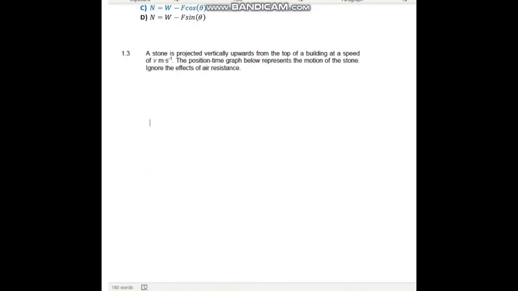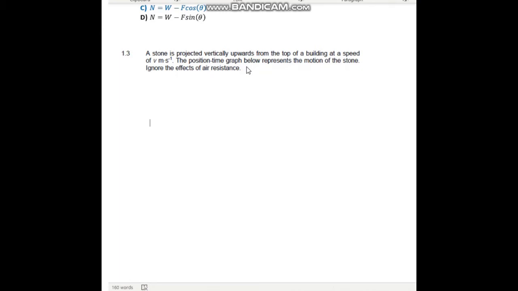Okay, so let's move on to the next question. 1.3 says that the stone is projected vertically upwards from the top of the building at a speed of v meter per second. The position time graph below represents the motion of the stone. Ignore the effects of air resistance, meaning that here we're dealing with a free fall.